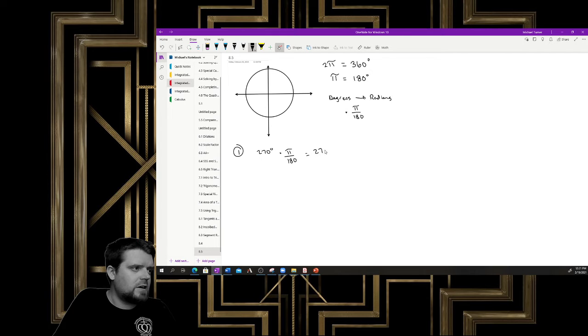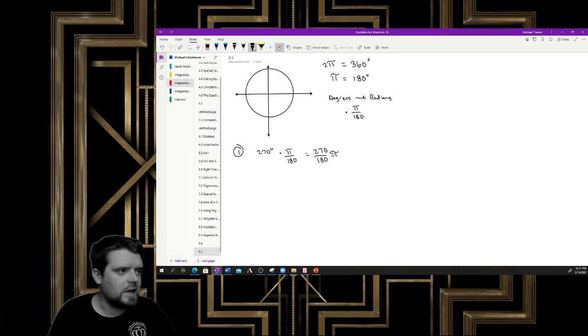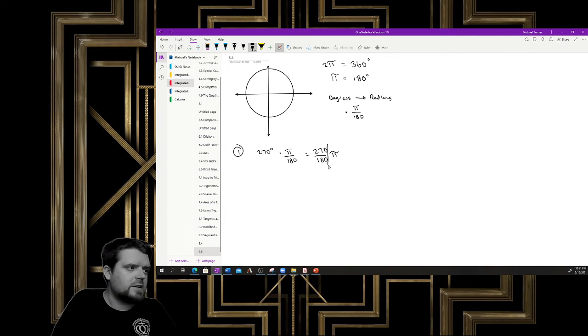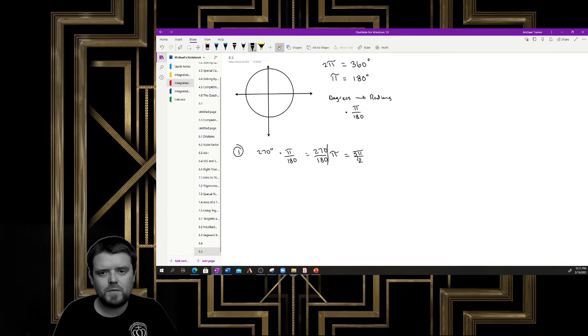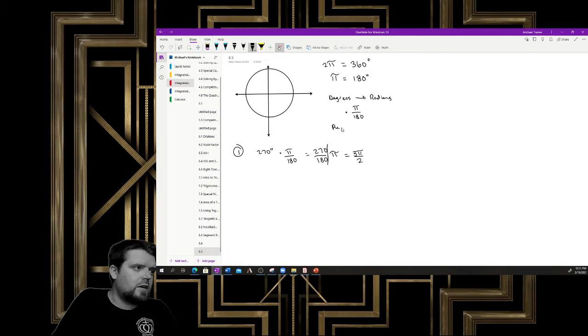This is 270 over 180. And it may take you a few steps. You can cancel out the zeros to give you 27 over 18. Those are both multiples of 9. So you end up with 3 pi over 2, like so. If you're asked to go the other way, radians to degrees, then you'll be multiplying by the reciprocal, which is 180 over pi. So if I gave you, let's say, pi over 4, and I asked you to convert it to degrees, you'd be multiplying that by 180 over pi.